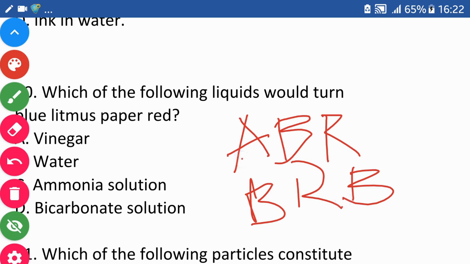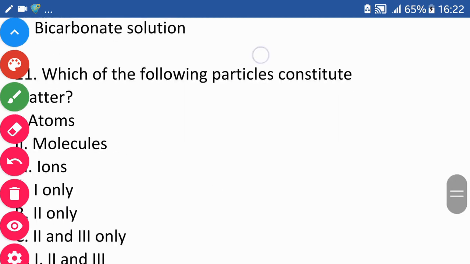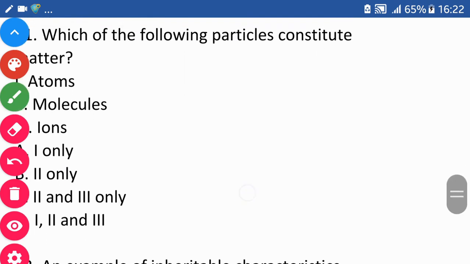So which of these is an acid? Vinegar is an acid. Vinegar is gotten from alcohol. It's an acid. So the answer is A. So in the previous question, the rest of the options are bases. Which of the following particles constitute matter? So particles of matter, we have atoms, molecules, ions. The answer is D.